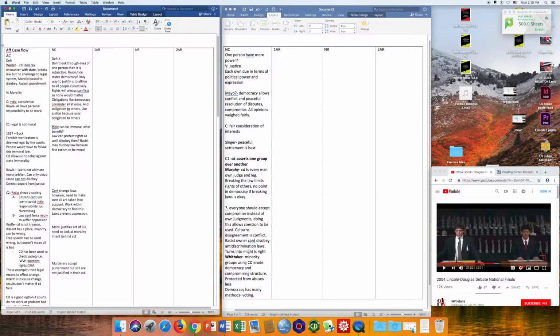He responds to contention 1, that individuals can be immoral, so how is that different from immoral laws, basically? He uses his example of a racist: if a racist doesn't like the law, should he not obey it because he finds it personally to be immoral?